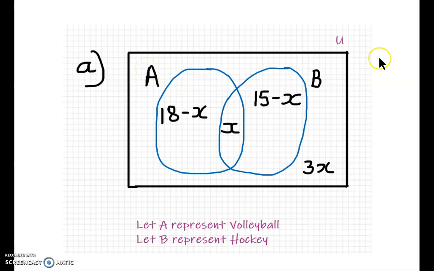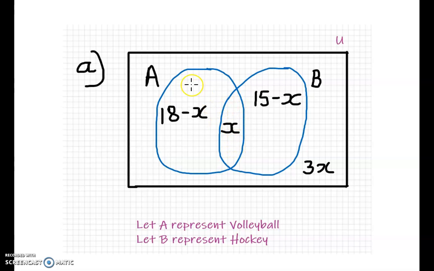Alright, so producing a Venn diagram, we have the universal set here, that is the rectangle, to be denoted by the letter U. We started by saying let A represent persons who are playing volleyball and let B represent persons playing hockey. So here is set A and here is set B. Now we know that we have persons who are playing both volleyball and hockey. This is the region X. This represents the intersection of A and B, A intersect B, this region here.